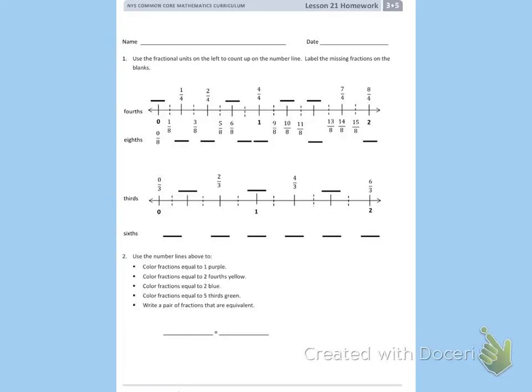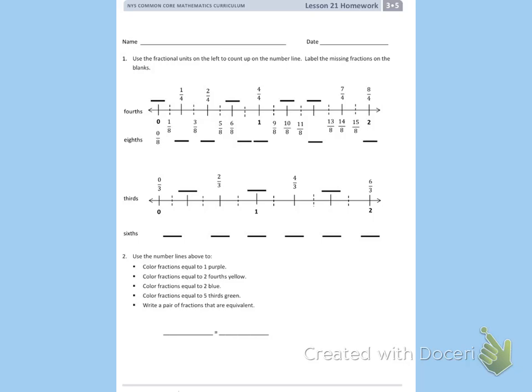Module 5, Lesson 21's objective is to recognize and show that equivalent fractions refer to the same point on the number line. Item 1 says, use the fractional units on the left to count up on the number line. Label the missing fractions on the blanks. Let's take a look at the top part of the number line.